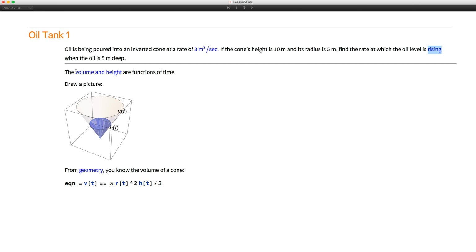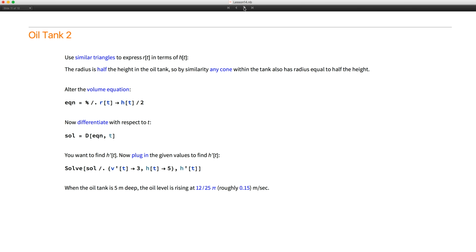So you've got two variables over here, the volume and the height. So that's a picture for the problem. Now, you know from geometry that the volume of a cone is given by 1/3 pi r square h. So that's the equation for the problem. But notice that you in fact have V, H, and R. And in fact, you want to work only with V and H. So we need to do a bit more work.